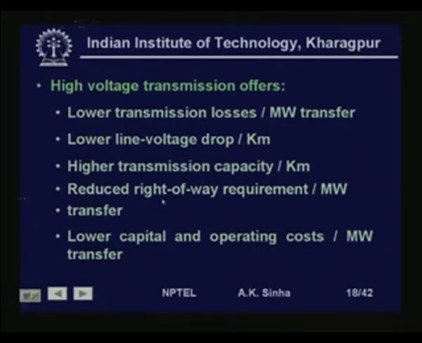Another aspect is reduced right of way requirement. That is, if we are using higher voltage systems, then we can use a smaller number of circuits, that is, fewer transmission lines are required to transmit the same amount of power. Say a 400 kV transmission line can roughly carry about 550 megawatt of power, whereas a 220 kV transmission line can carry only of the order of around 200 megawatt. 132 kV will be able to carry only around 85 to 100 megawatt.